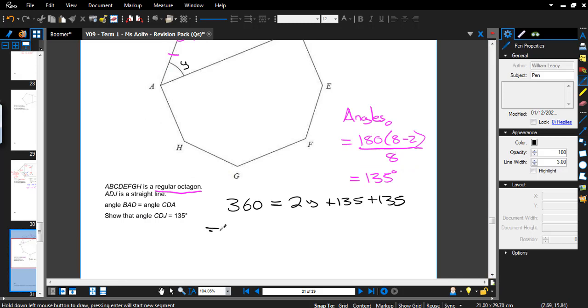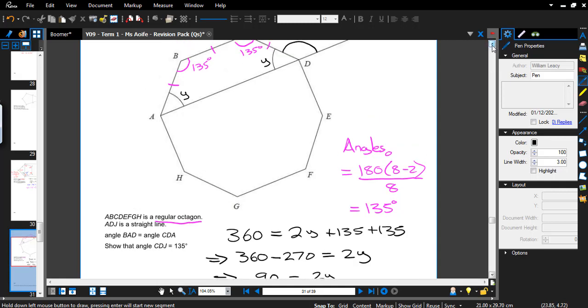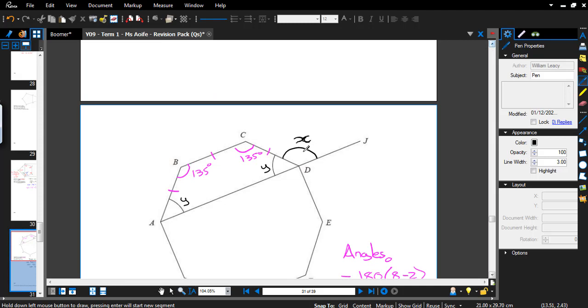So that implies, again, I know a lot of you can do this in your head. I don't care. This is for everybody. 135 plus 135 is 270. So we're going to bring that across, becomes minus 270 equals 2y. That implies 90 equals 2y. That implies 45 equals y. This is good because 45 has a distinct relationship with 135 because added together they give us 180, and also 3 times 45 is 135, 4 times is 180. So we just figured out that this is 45 degrees.